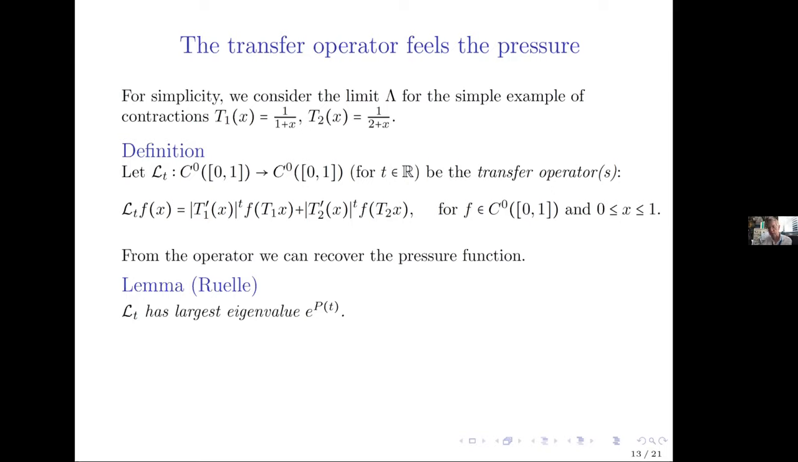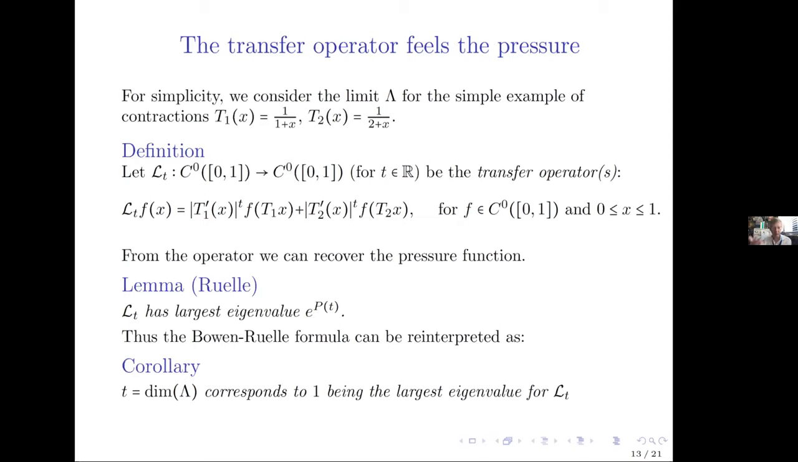So the spectral radius of this bounded linear operator defined above, for a particular value of t, has a largest eigenvalue, the spectral radius, which is e to the p of t. So p of t is the thing that's going to give us the dimension. And so in particular, combining it with the Bowen-Ruelle formula, which required us to have pressure of t equal to zero to be able to spot that t was the dimension. Well, if you just recast it in terms of this lemma of Ruelle, used to be a theorem in days gone by, then you can see that in fact, looking for the dimension is the same as finding a value t for which this operator has got one as its spectral radius, as its maximal eigenvalue.